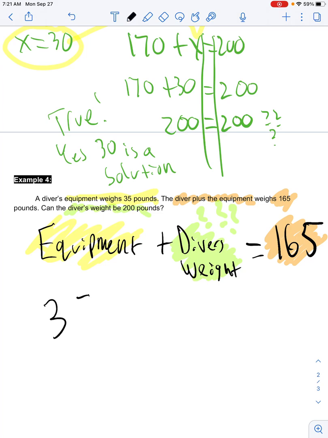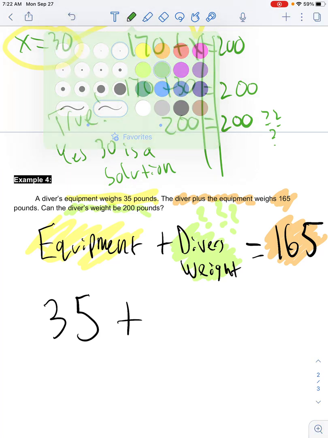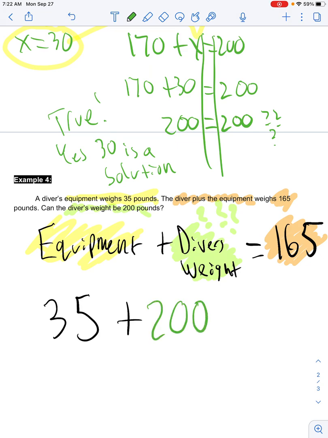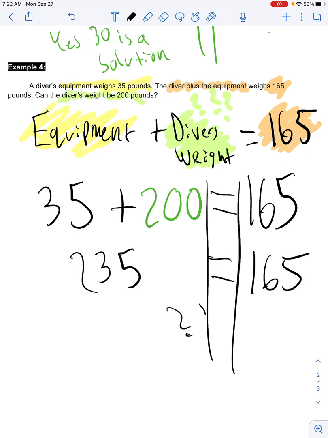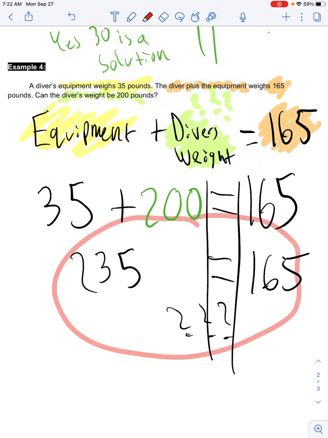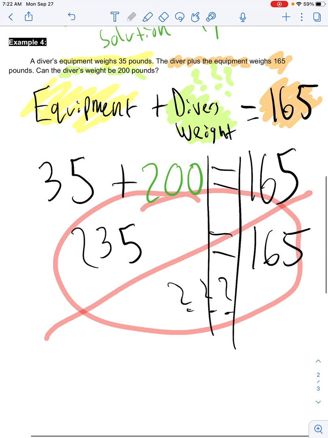So let's plug in what we know. I'm going to substitute 35 in. We're being asked to check to see if 200 works, so I'm going to plug in 200, equals 165. Again, separating my left and my right side. 35 plus 200 is 235. That doesn't make sense. 235 does not balance out with 165.